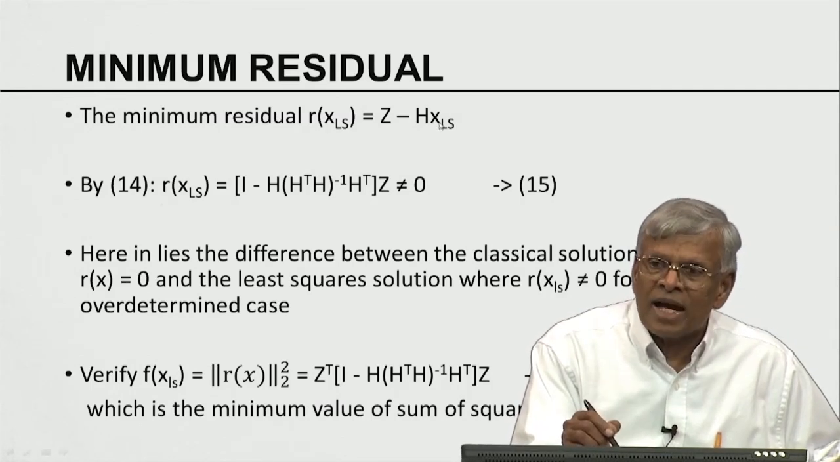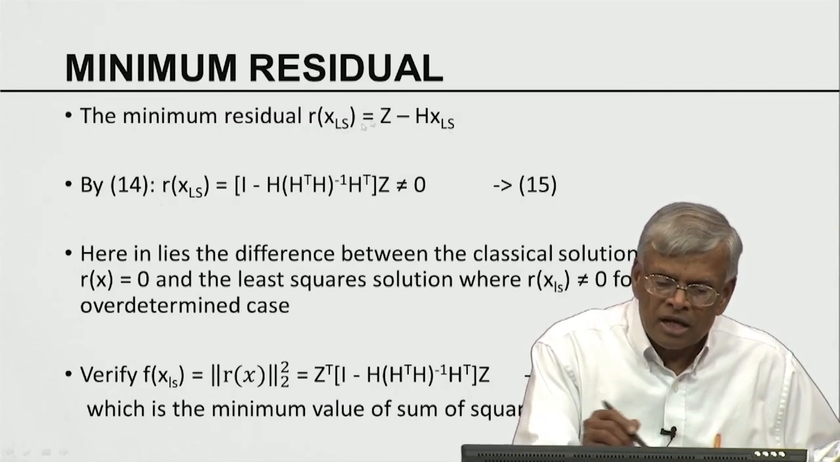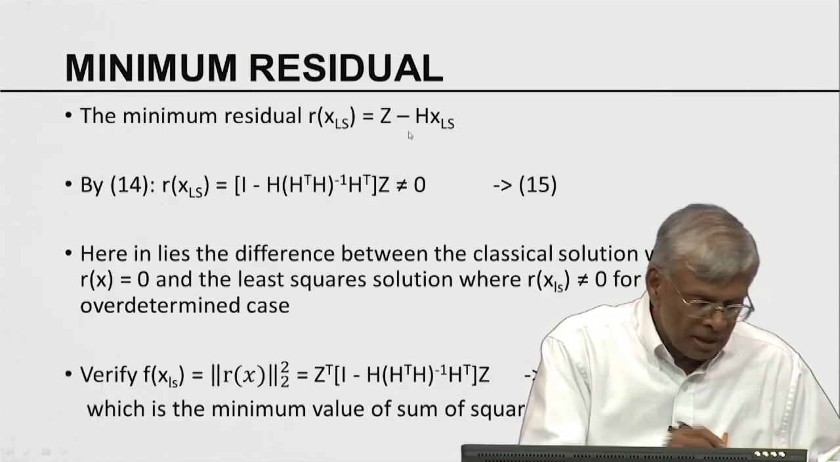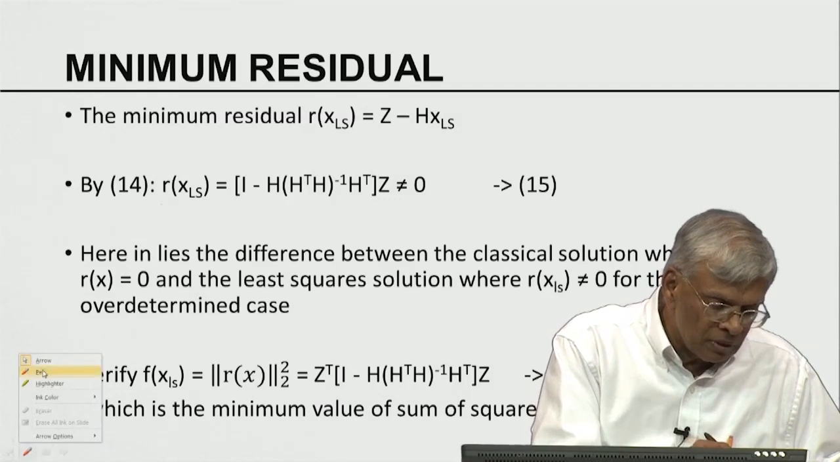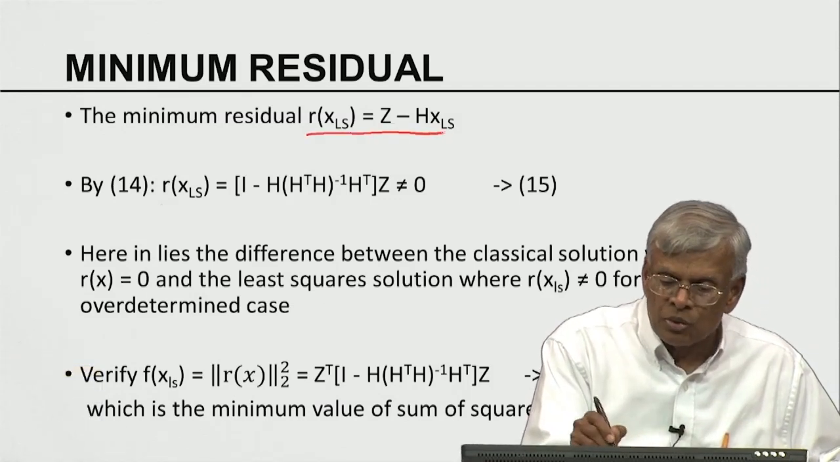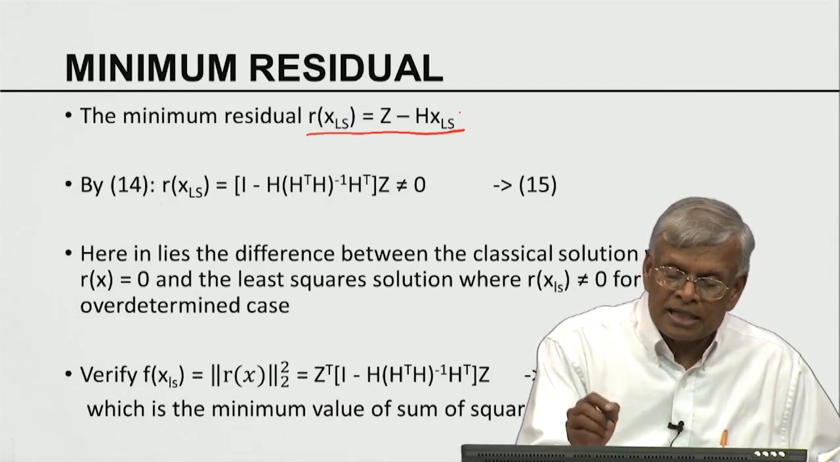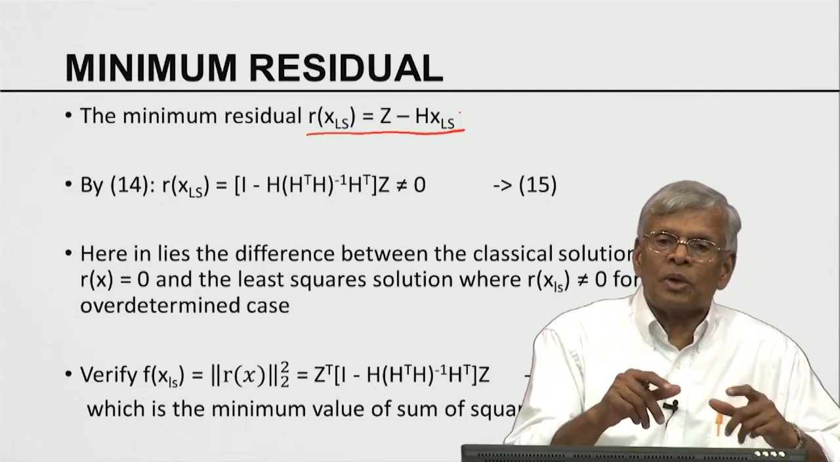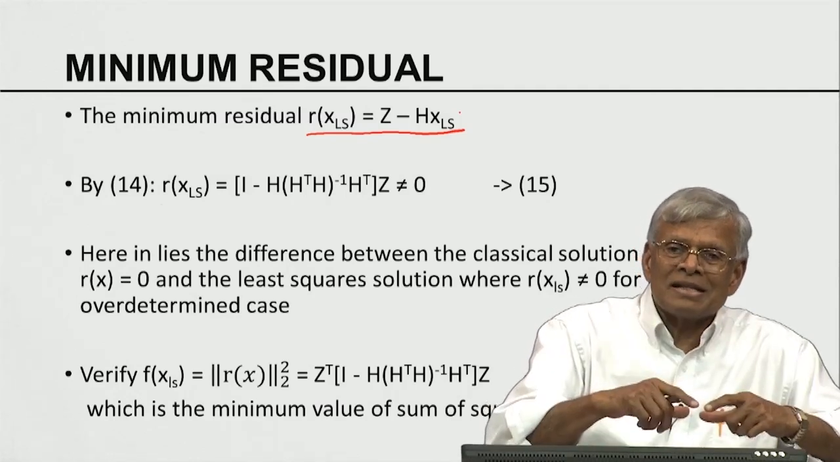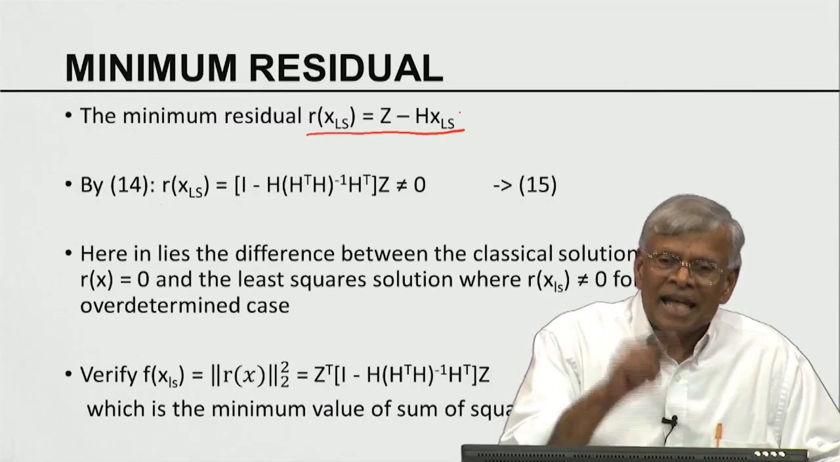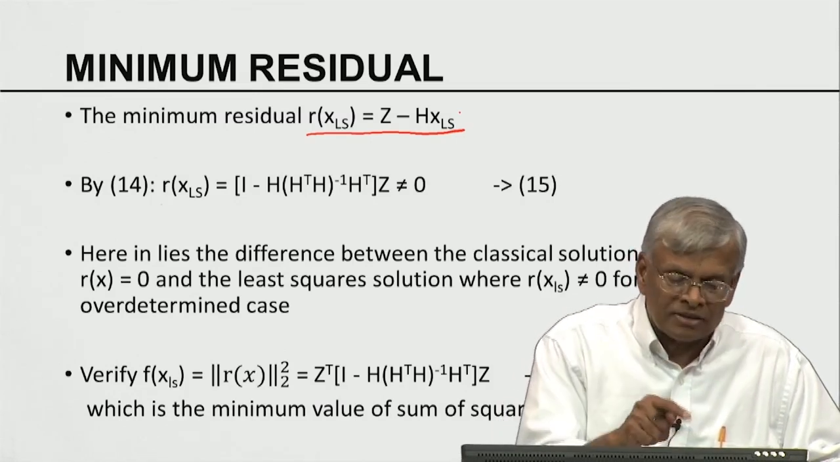So, I am going to substitute x_LS in terms of x. So, z minus H x_LS is the residual at the minimum. This residual is a vector. And what does the theory guarantee? This theory guarantees this is the residual whose length is the minimum. And what is the length of this minimum length vector?